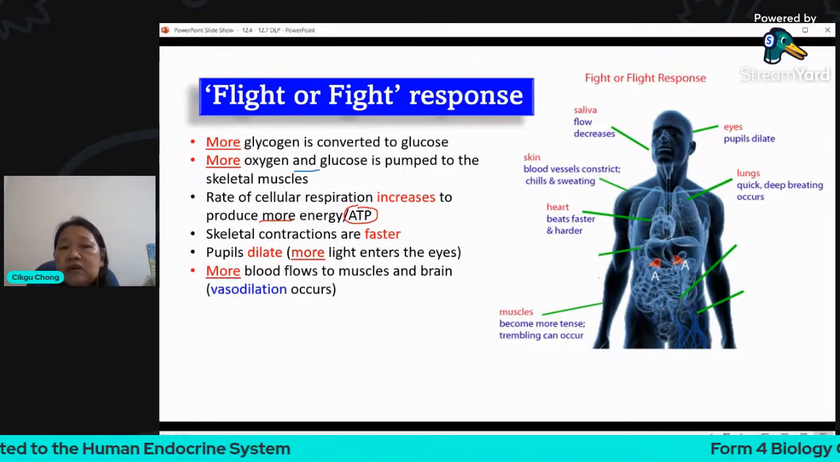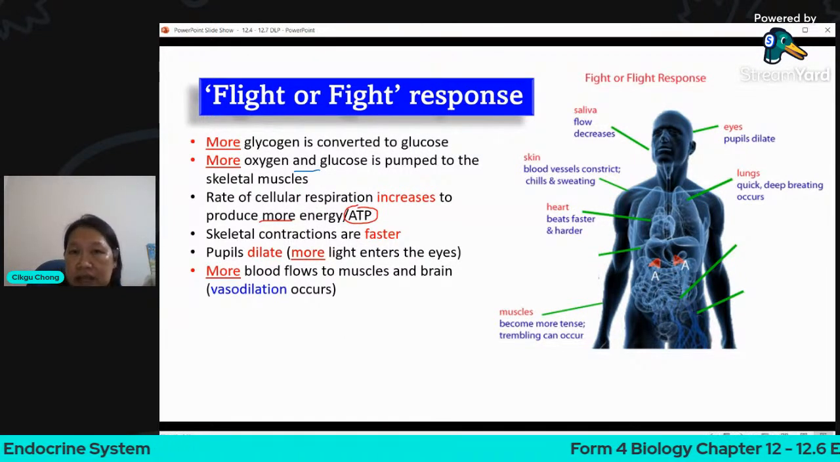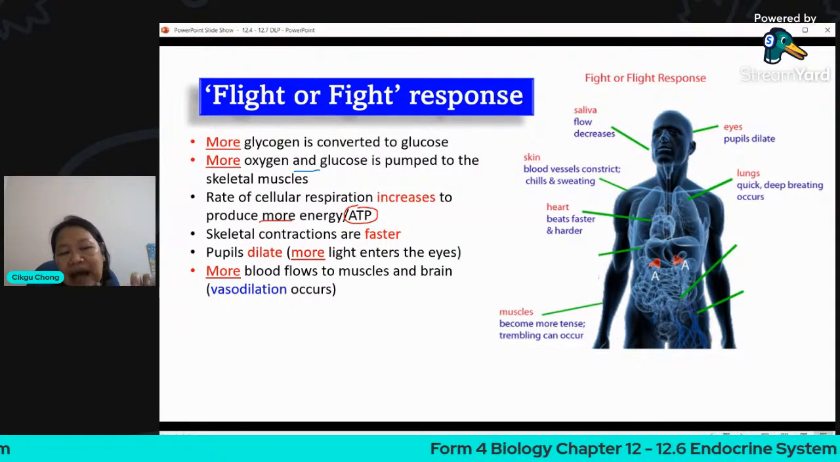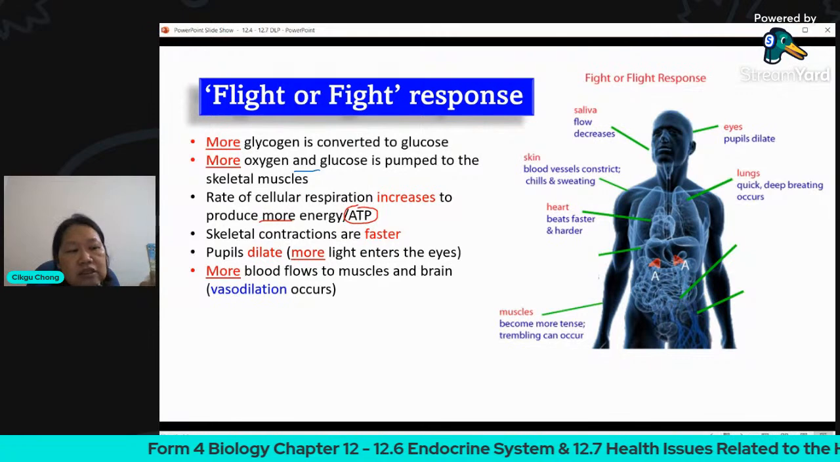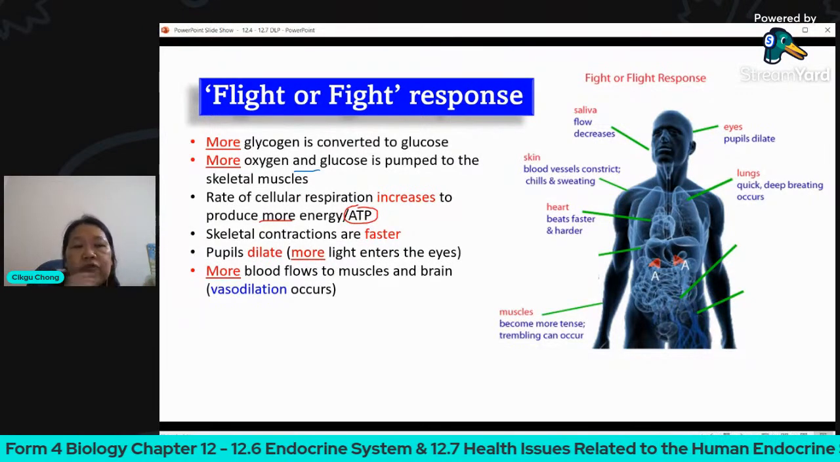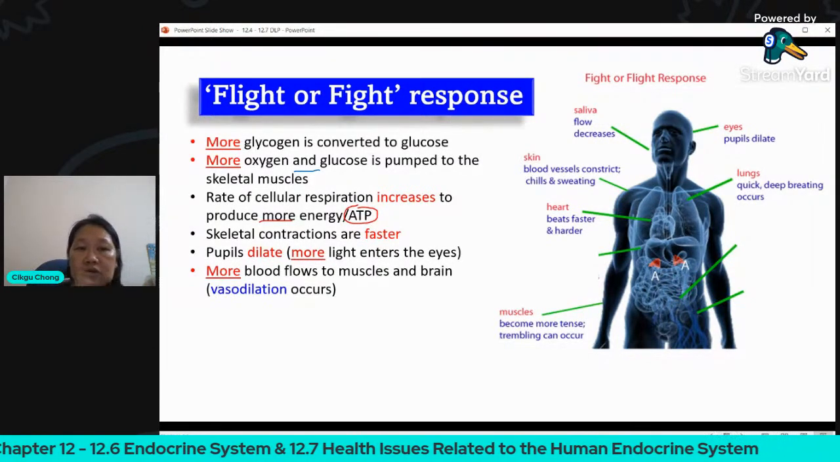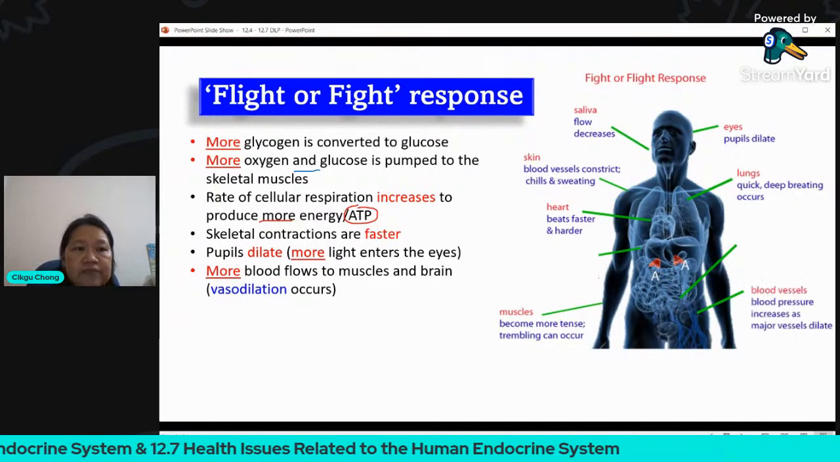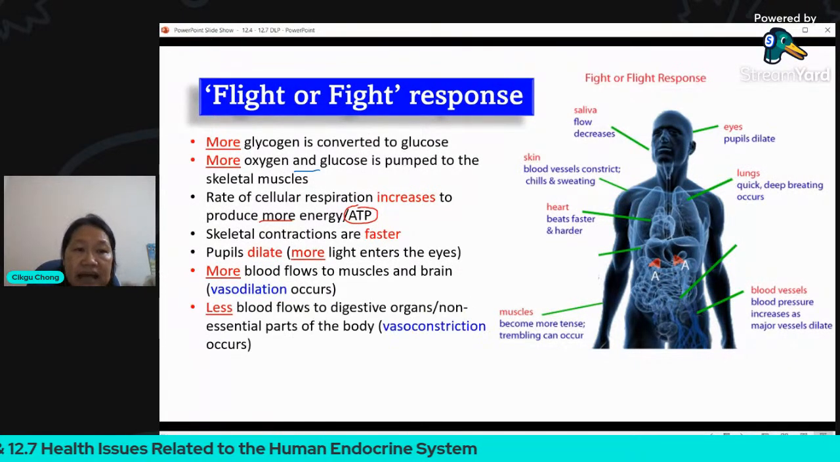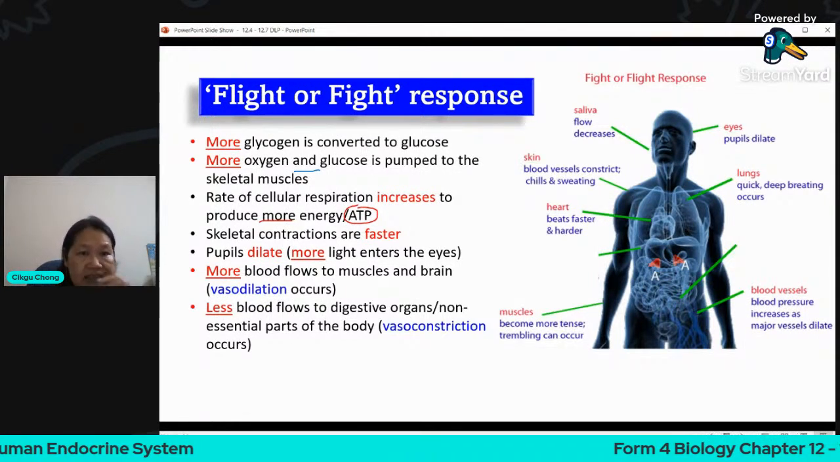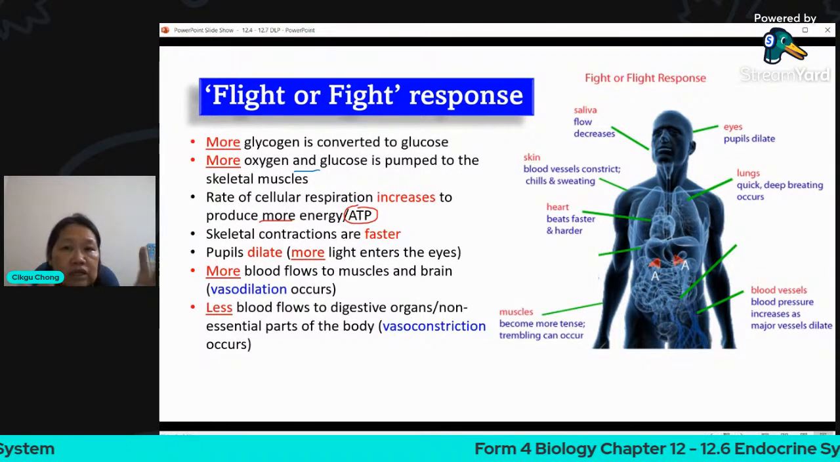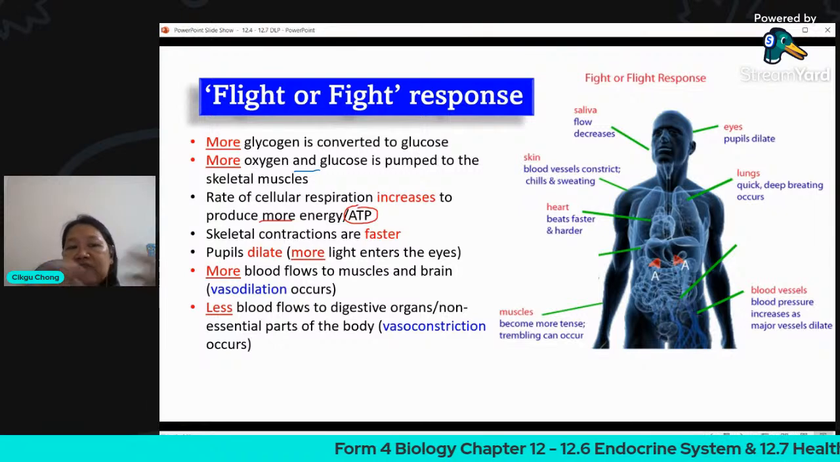More blood flows to the muscle and the brain because of vasodilation. The diameter of your blood vessels will increase, okay, because you need to make the blood flow more. Blood will flow more to the muscles and brains, right? Vasodilation. Okay, and also less blood on the other parts. You do not need so much blood on the other parts, digestive organs, all right? You don't need the blood to the digestive organs, so it will be diverted.